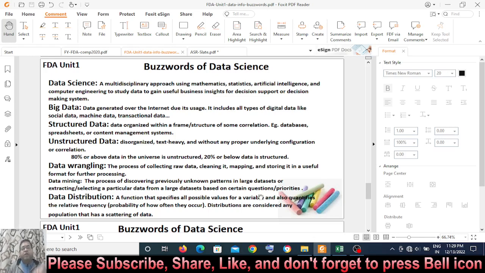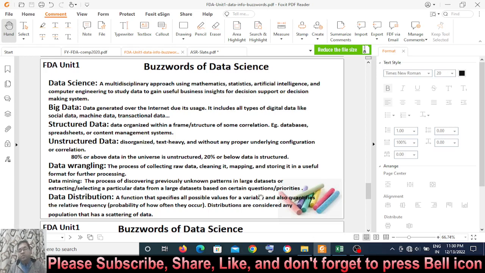Now what is data wrangling? It is the process of collecting raw data, then cleaning it, mapping and storing it in a useful format. So you can say data wrangling is simply a process of converting data into information. Now what is data mining?